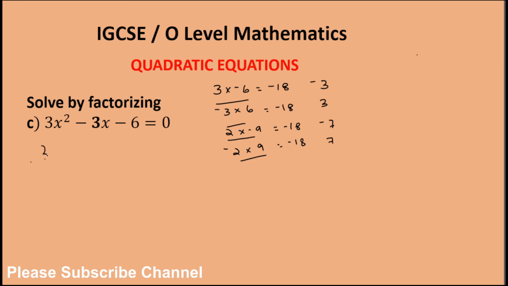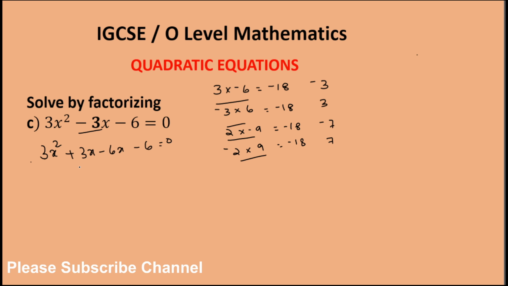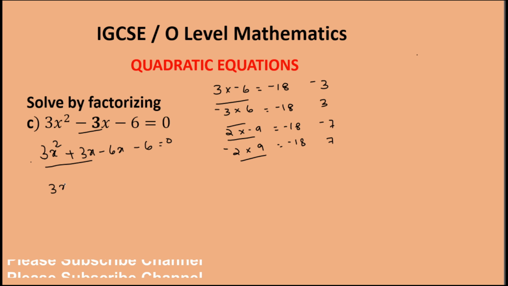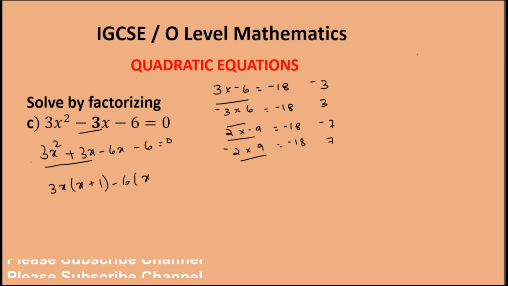So we can write 3x² minus 3x minus 6, and factorize by splitting the term minus 3x as 3x minus 6x. So 3x² plus 3x minus 6x minus 6 is equal to 0. From the first two terms, we can take 3x as common. What is remaining? The 3 goes, x goes, and the remaining x is coming. From the second two terms, minus 6 is common, and minus 6 divided by minus 6 is plus 1, so (x plus 1) is equal to 0.